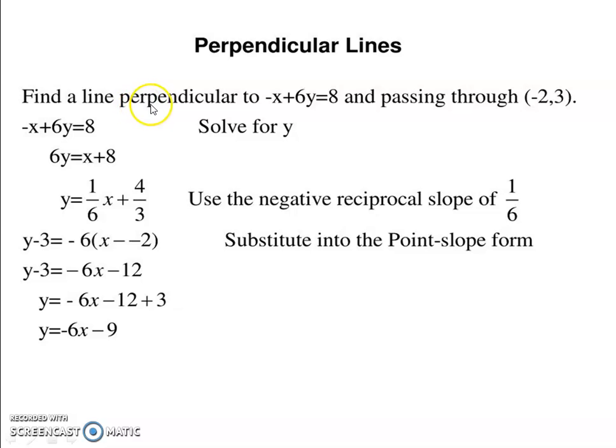Find the line perpendicular to minus x plus 6y equal to 8, passing through the point -2 comma 3. Minus x plus 6y is equal to 8, so 6y is equal to x plus 8, and y is equal to 1 upon 6 x plus 4 upon 3. Use the negative reciprocal slope. The form is y is equal to mx plus c, where m is 1 upon 6.